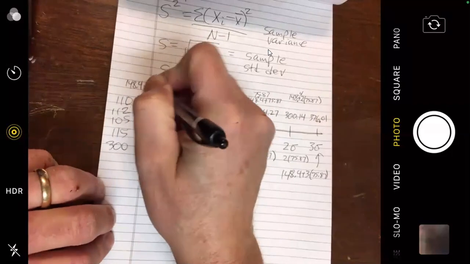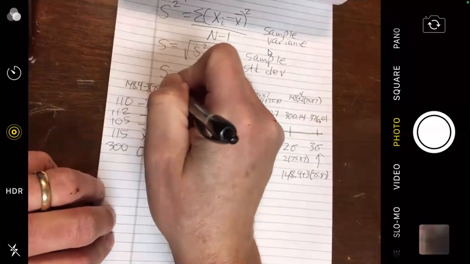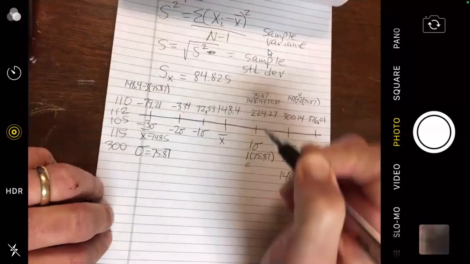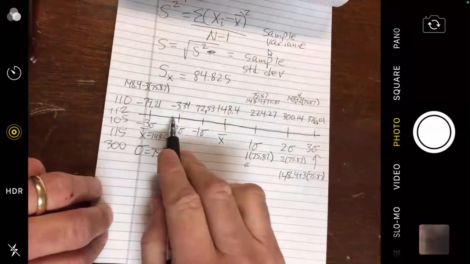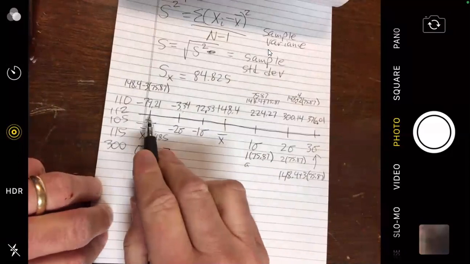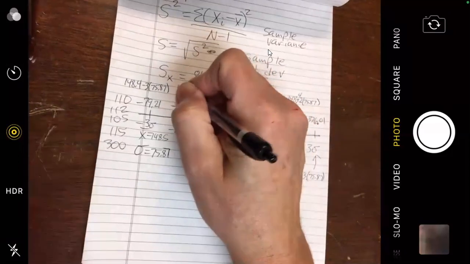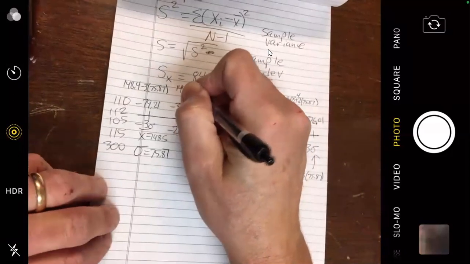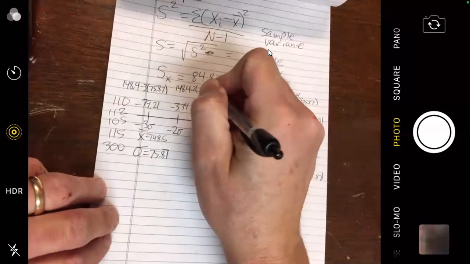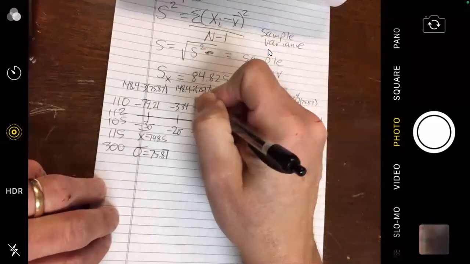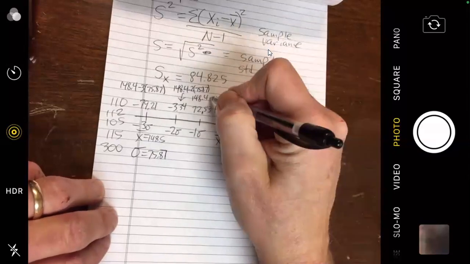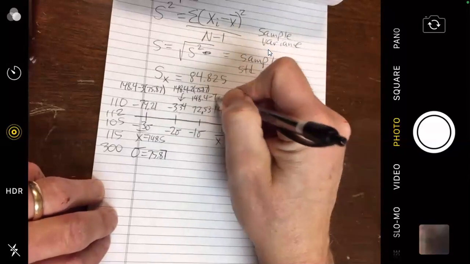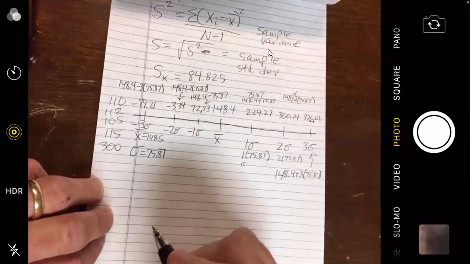148.4 subtract 3 times 75.87. You can always work your way down, subtracting the standard deviation once here, subtracting it twice to get this, subtracting it 3 times and you get this. That works too. 148.4 subtract 2 times 75.87, and 148.4 subtract 75.87 gives you here.